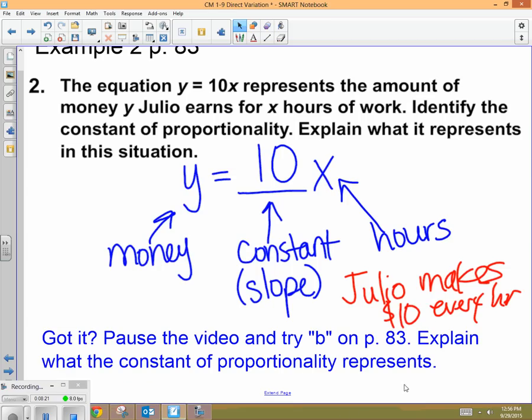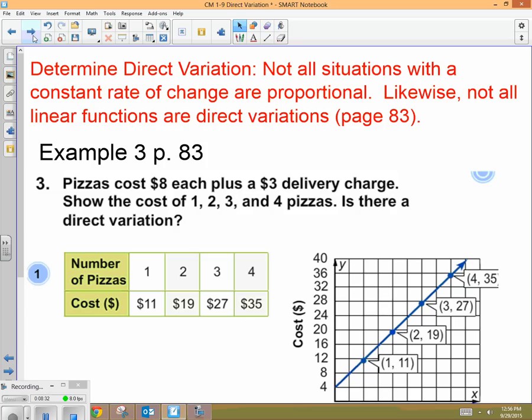I want you to pause and I want you to do the same thing for activity B on page 83. And then I want you to explain in a sentence what the constant of proportionality means. Now, you have to be able to determine direct variation because not all situations with a constant rate of change are proportional. Likewise, not all linear functions are direct variations. You can find that on page 83.